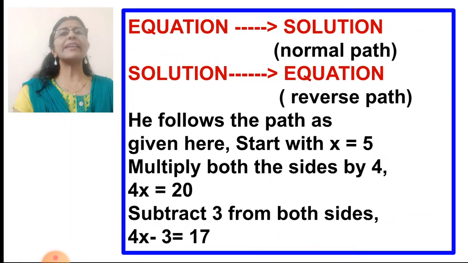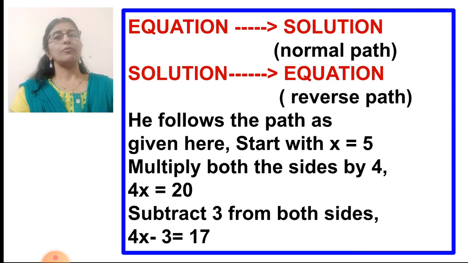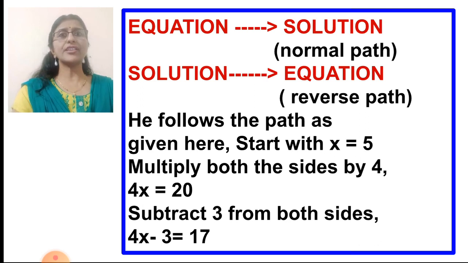Now normally when we solve an equation, we get the solution, which is called the normal path. But if you want to form an equation from a solution, then it is called a reverse path. And Arun follows the reverse path as given here. He starts with x equal to 5. And then what he does, he multiplies both the sides by 4.